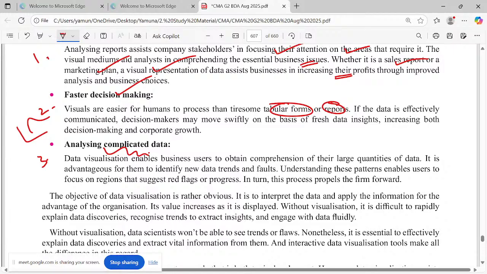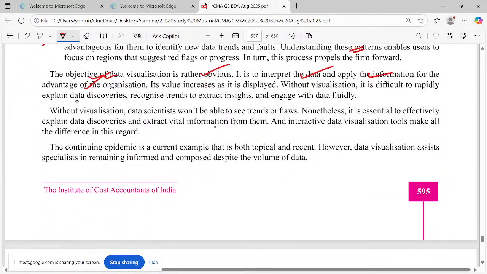But the only drawback here is that when you talk only about reports, you can identify things only quantifiably. So when it goes to complicated data, visualization helps you understand what patterns it is following and so on. The objectives are rather obvious: you interpret the data and apply the information for the advantage of the organization. Definitely the value will increase.